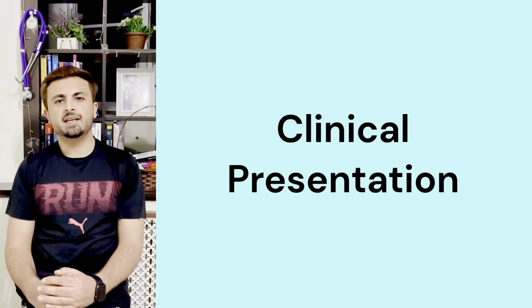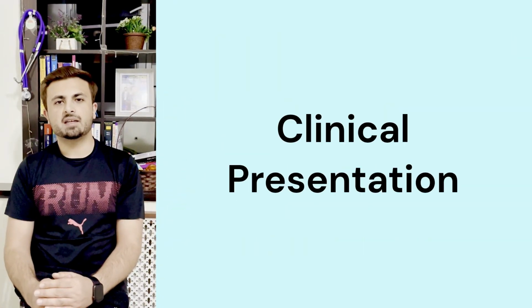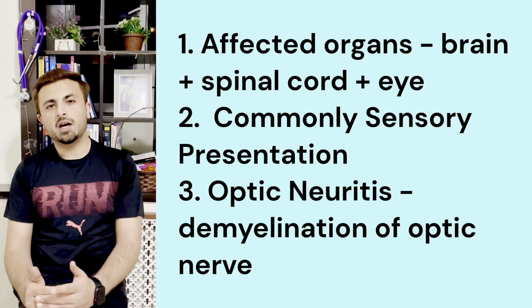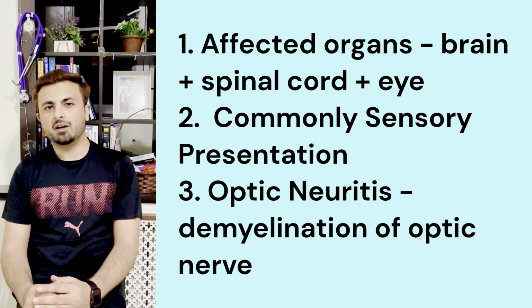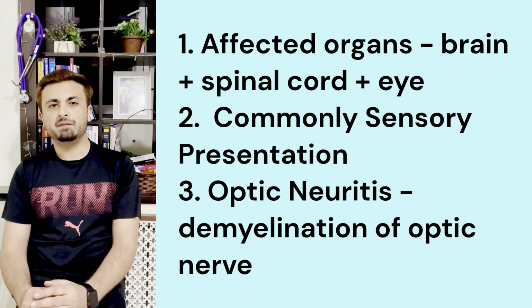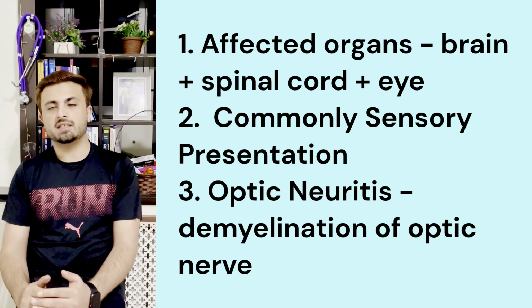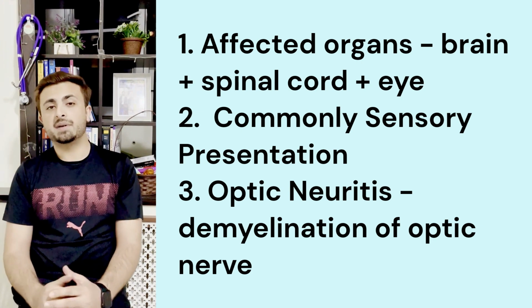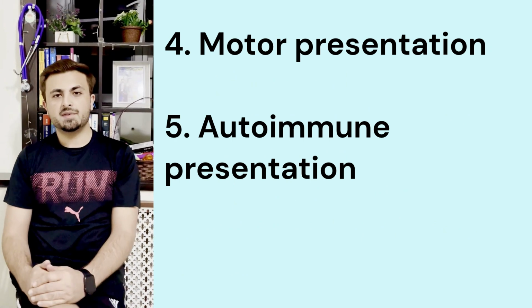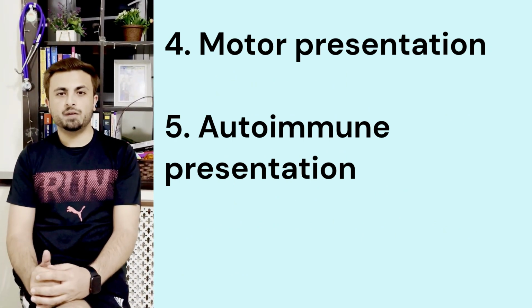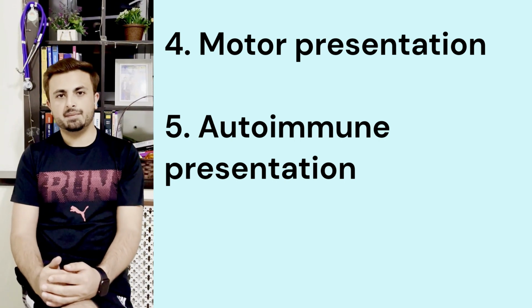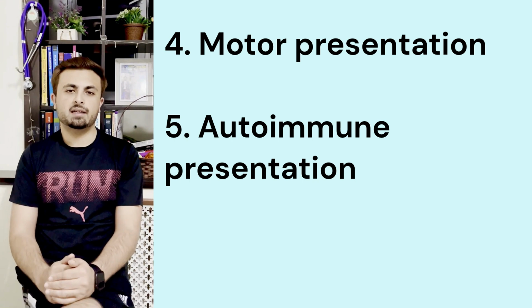Now we will discuss the clinical presentation of multiple sclerosis. First of all, the affected organ should be the brain or spinal cord. Along with that, the eye, especially optic neuritis because of demyelination of the optic nerve. Most commonly, the patient will present with sensory symptoms like paresthesia, hyperesthesia, and tingling. The motor symptoms are like exercise-induced fatigue, and the autonomic nervous system symptoms are bowel and bladder dysfunctions.